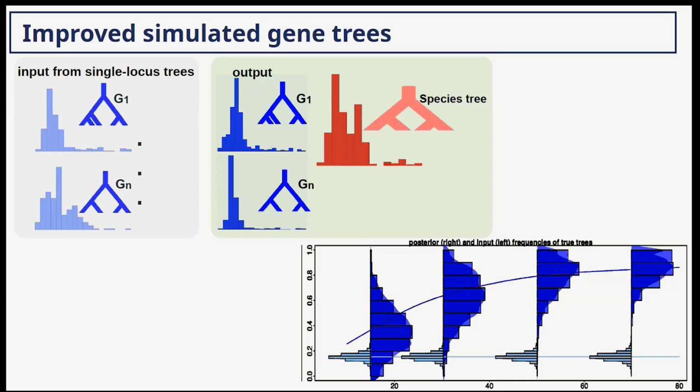At the left, which should be the cyan, the light blue, is the input frequency of the true tree, which was less than 0.2%. So we give a bunch of trees, and let's say 10% of the trees are the true one, because everything is simulated, so we know what the truth is here. And then the output improves the frequency of the true tree in each of the gene family trees.